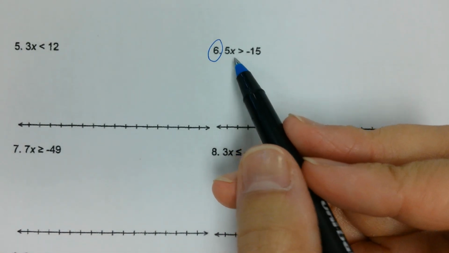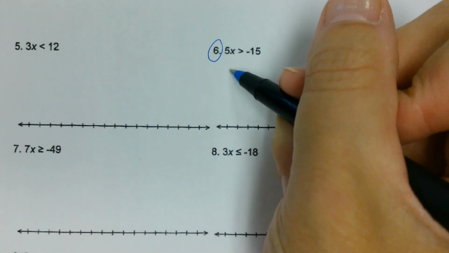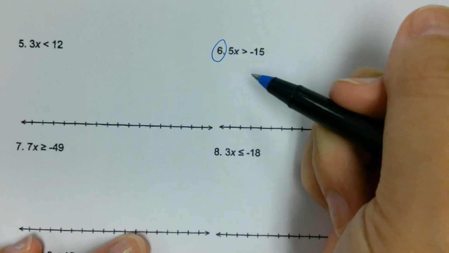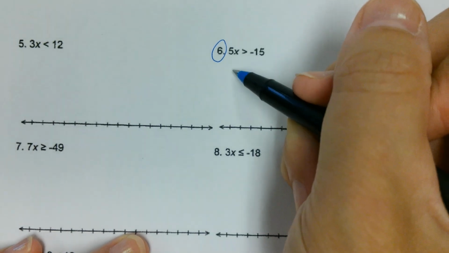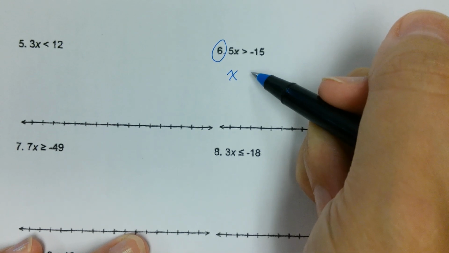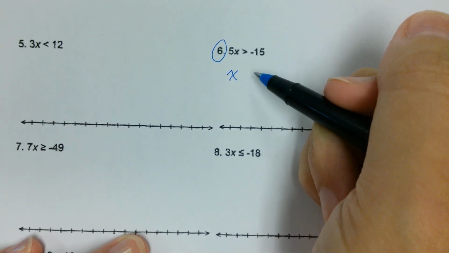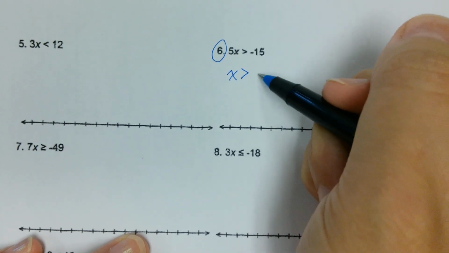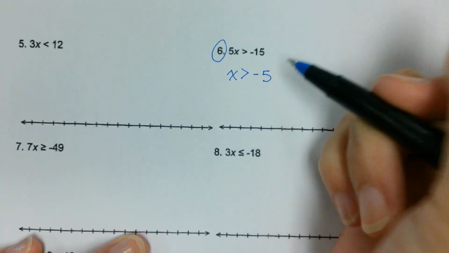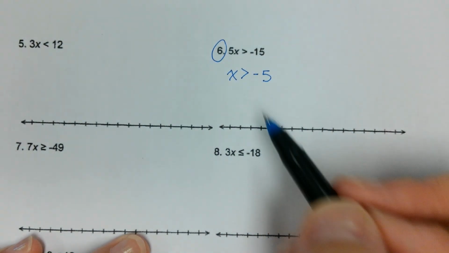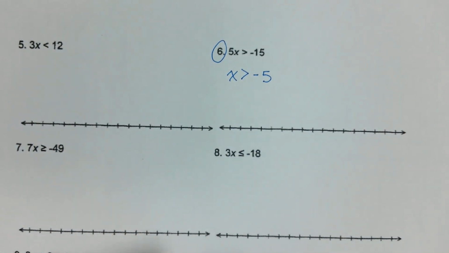Okay, number 6. I need to solve for x. So what do I write? 5x is greater than negative 15. So solve for x. X. Yeah, Brianna? That's right. All right. I don't change the sign because it's just a positive number. I'm just dividing by a positive. Only when you divide by a negative number.